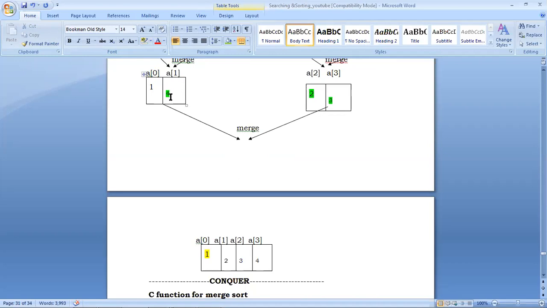Now the second value of the first part. What is the second value of the first part? 4 will be compared with the first value of the second part. So between 4 and 2, which one is smaller? 2 is smaller. Copy 2 to the middle part. So 2 is copied.